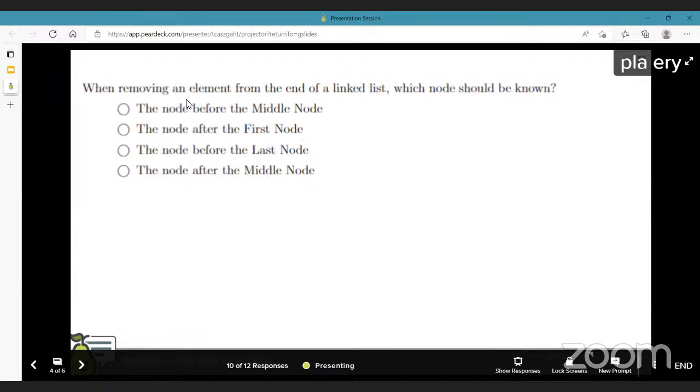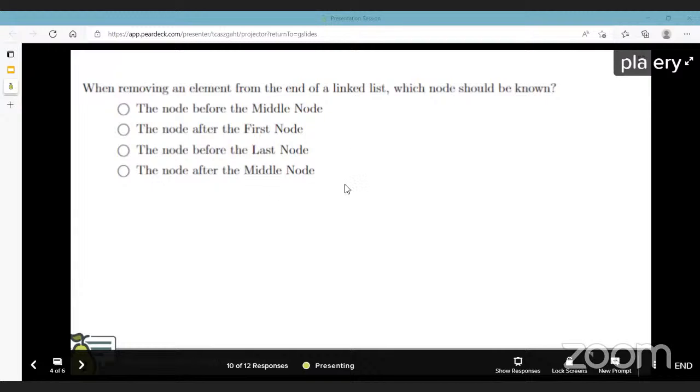We have to remove an element from the end of a linked list, right? So why is it mandatory to know the node after the first node? Okay. So the node before the last node is the correct answer. Anyone, any doubt in this question? How can you explain once?